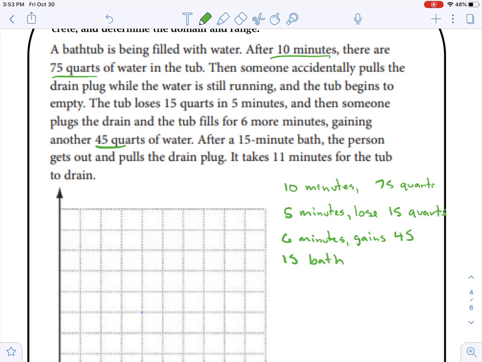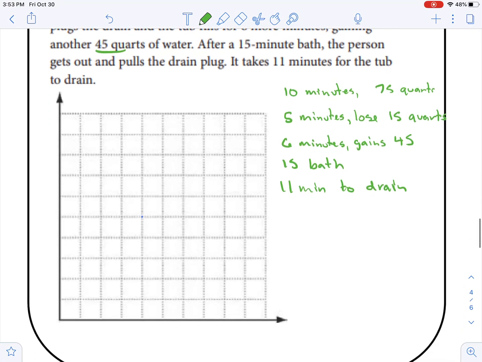And then lastly, it takes 11 minutes to drain. So I want to go and do just what we said. First of all, I'm going to add up all my minutes. So 10 plus 5 is 15, plus 6 is 21, plus 15 is 36, plus 11 more. So there's 47 minutes total.